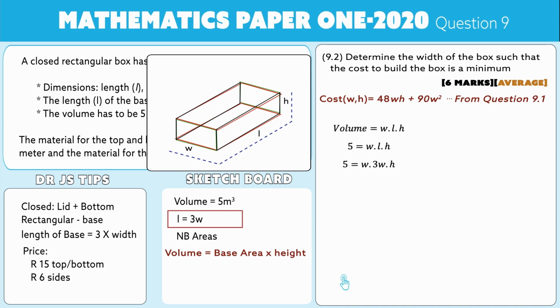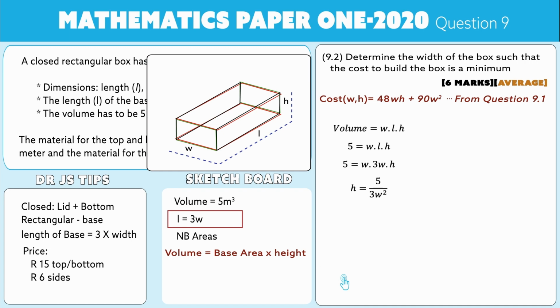Okay, so we can get our H by itself. This was the big mission here, to get the height by itself, so that we can then work with the rest of the question and find our expression in terms of W only. So from the volume expression, we now have that H is equal to 5 over 3W squared. We divide the 3W squared to the left-hand side.